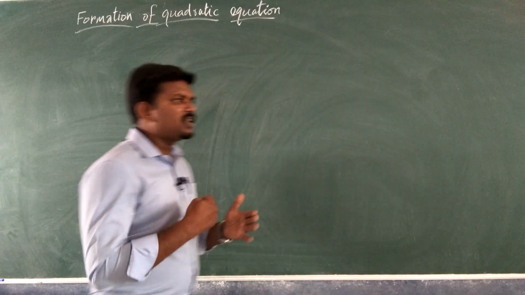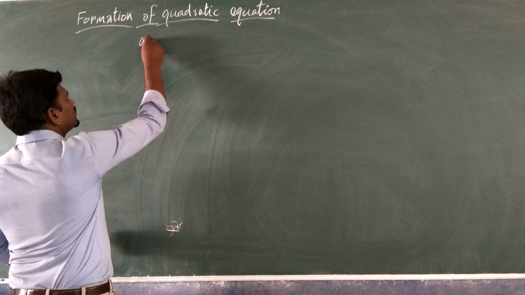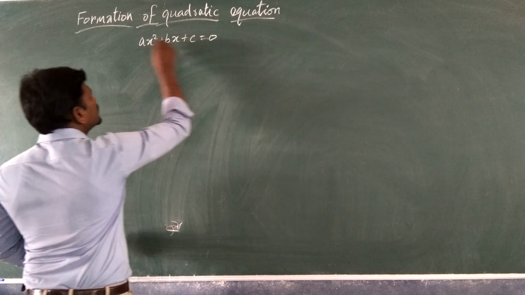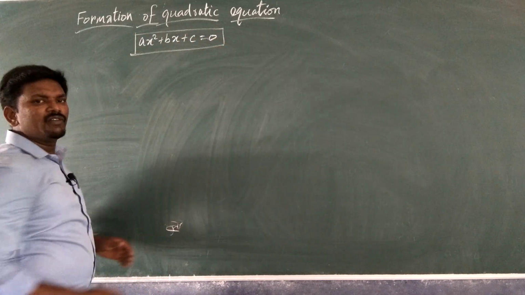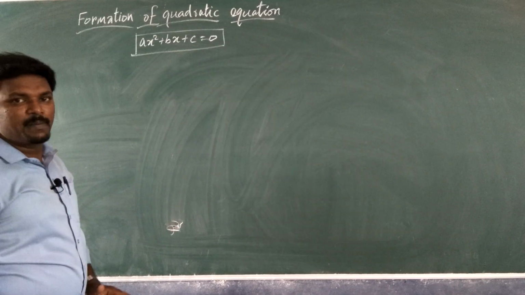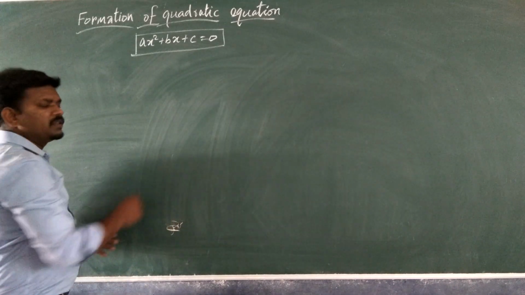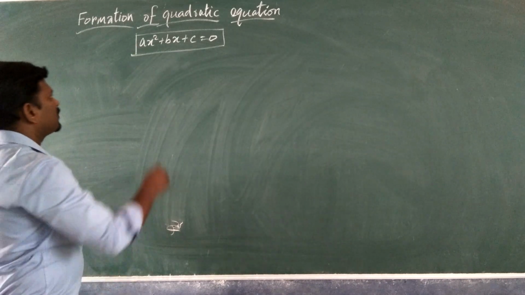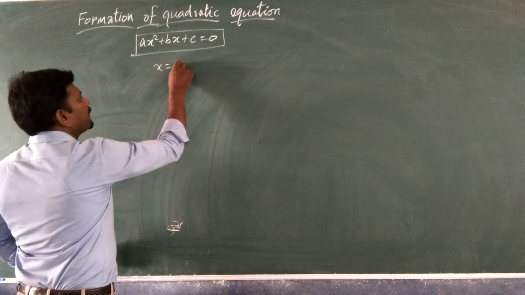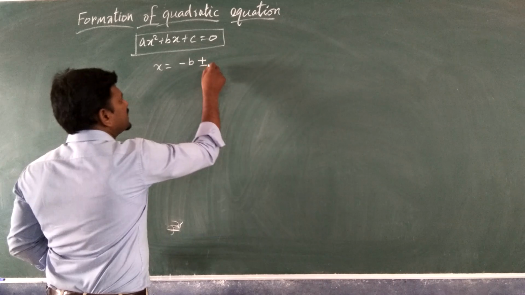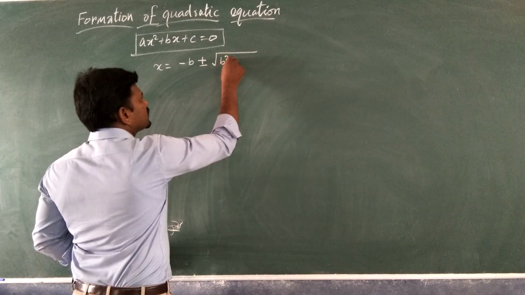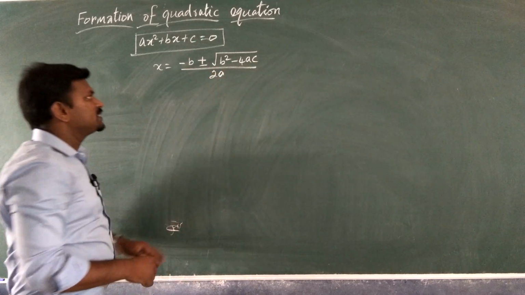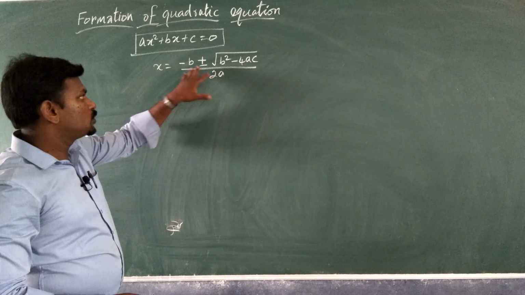So we know the general form of the quadratic equation, ax square plus bx plus c is equal to 0. This is the general form of the quadratic equation, and we studied the formula to find the value of x. x is equal to minus b plus or minus square root of b square minus 4ac by 2a. This is the formula. So there are two options.